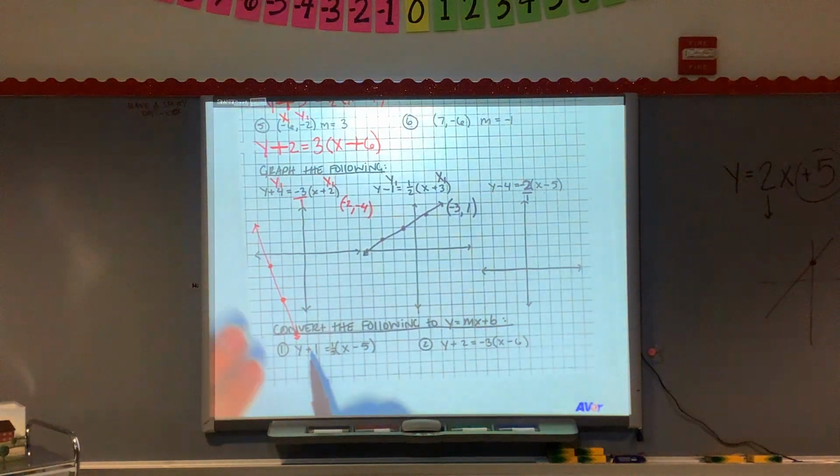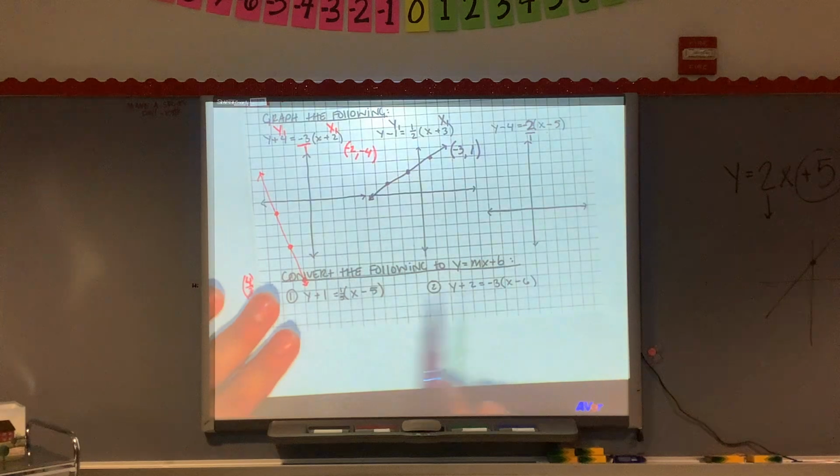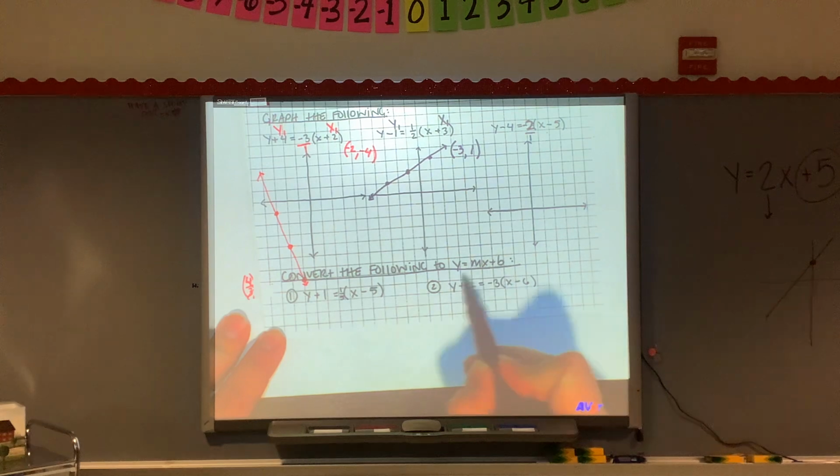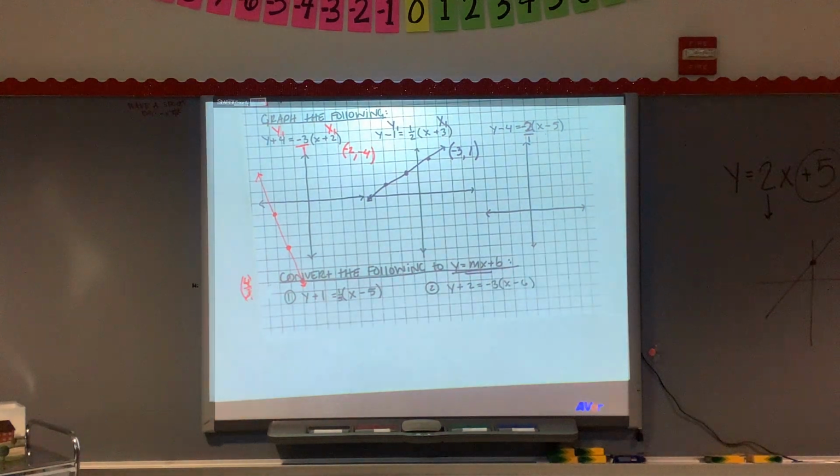All right, let's look down here. Remember, you're doing this one on your own. I'm going to go ahead and keep going, though. This one right here, y plus 1 equals 1/5 times x minus 5. This is a point slope form, but we're going to try to convert it to y equals mx plus b. If you like working with y equals mx plus b more than point slope form, you can change it.